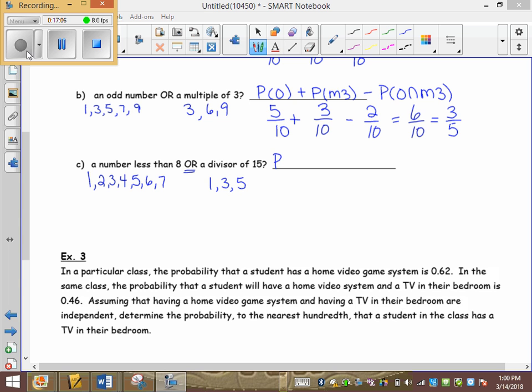So I have to do probability of less than 8 plus the probability of a divisor of 15 and then subtract off the overlap. Less than 8 and a divisor of 15. So less than 8 is 7 out of 10. Divisors of 15, 3 out of 10. And then I have to subtract off 3 out of 10, which actually takes all those ones back off. But the reason why it takes all those ones back off is we counted every single one of the divisors of 15 in the less than 7s, right? So it's 7 out of 10.